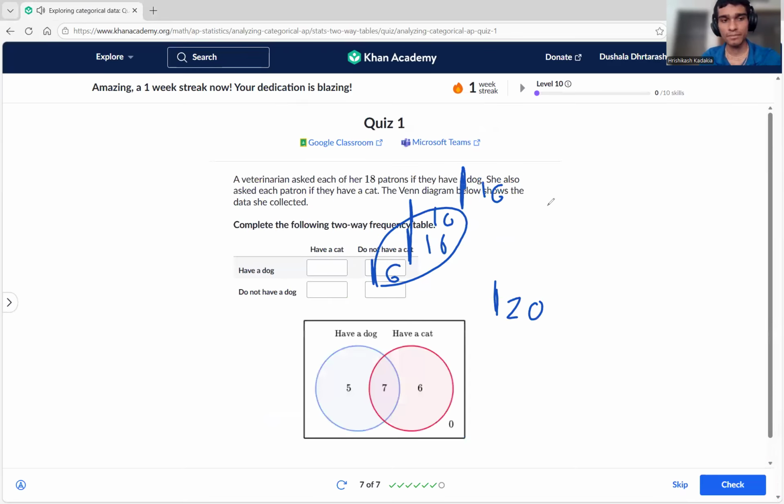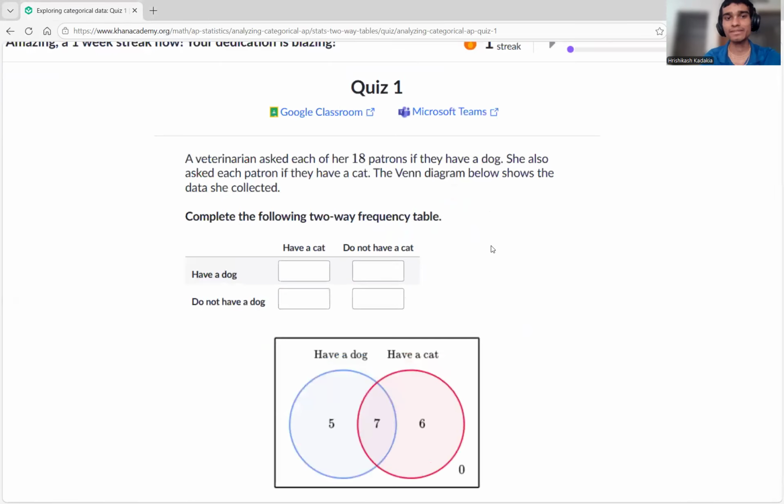Okay. So these are pretty easy and pretty interesting and fun to do. But okay, let's do the Venn diagram now. Venn diagram is all about a veterinarian asking her 18 patrons if they have a dog or not. She also asked each patron if they have a cat. The Venn diagram below shows the data she collected.